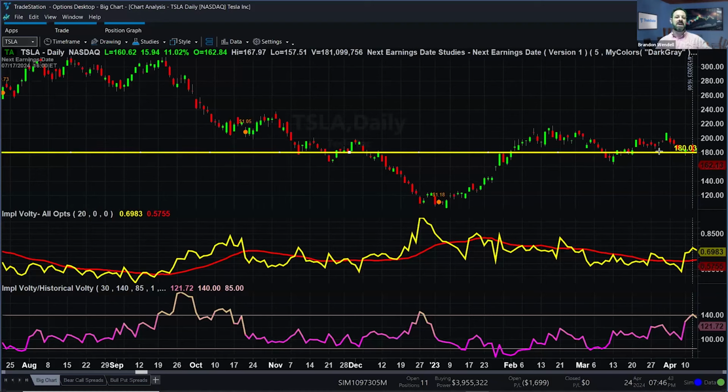So if we did something like a 180, 175 bull put spread, whatever that premium was at the time, we'd be collecting it. We would sell the 180, buy the 175. Our maximum risk would be the difference between those strikes, which is $5 or 500, because each option is 100 shares, minus whatever premium we took in. So I don't know what it would have been. I couldn't even guess right now, so I'm not going to bother.